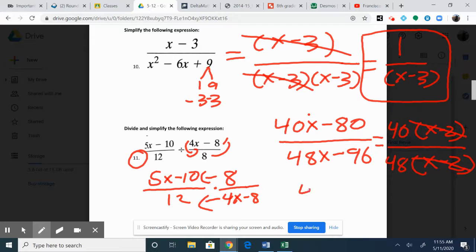Now we have 40 over 48, and now we can simplify that. We can reduce that to 5 over 6, and that's our answer.